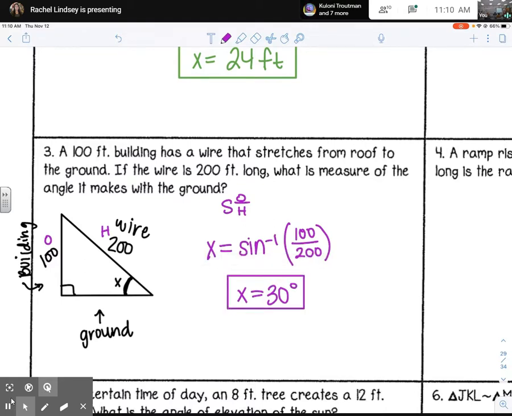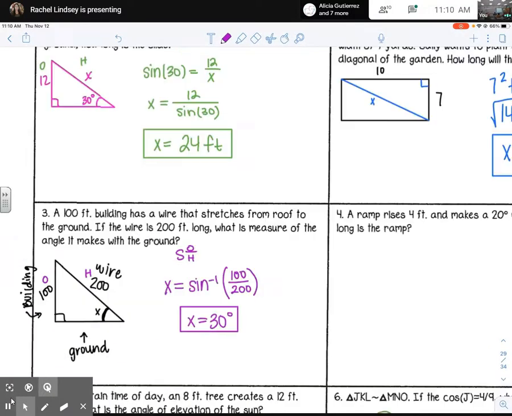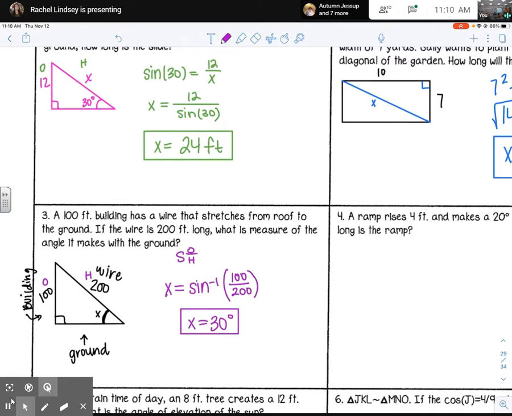Okay, so remember, I said it earlier, but make sure you write S-I-N. Don't just write an S, a T, or a C. You can do that with the first little part, a little trick, but don't use it when you're showing your work. And make sure you actually do show those parts. Show the sine 30 equals 12 over x. Show the sine inverse of 100 over 200.